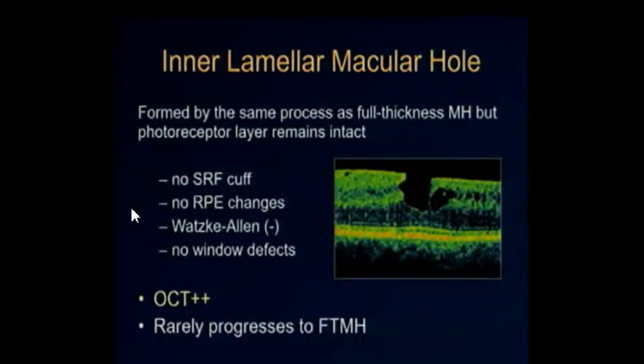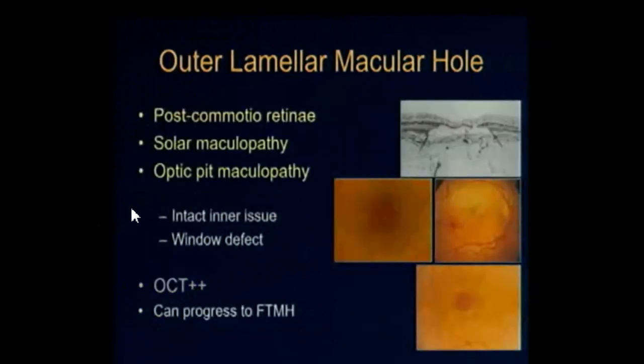Now, lamellar macular holes are a form of macular hole, but not full thickness, in which there's an inner macular hole. There's no subretinal cuff. There are cystic changes, yes. The Watzke-Allen will be negative, and there is no outer retinal tissue dissolution. The OCT will show it. And it rarely progresses to a full thickness hole. It can, but it rarely does.